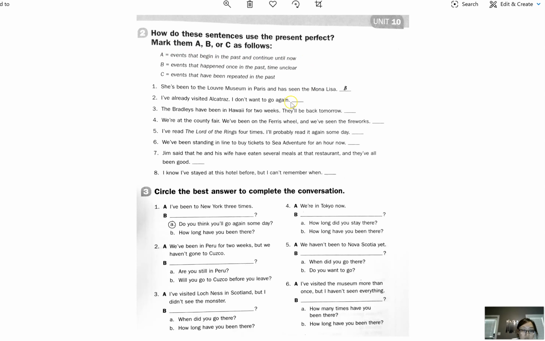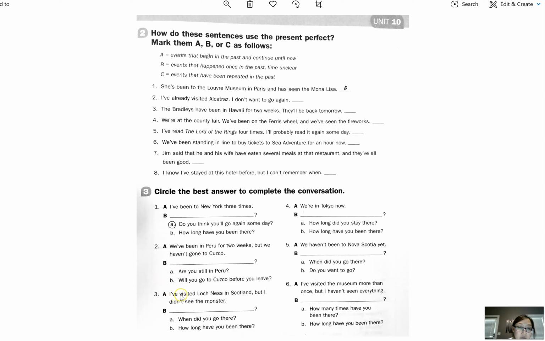Okay, and then number 2, we've been in Peru for 2 weeks, but we haven't gone to Cusco. So the answer is B. Will you go to Cusco before you leave? So you don't need to ask, are you still in Peru? Because it already says we've been in Peru for 2 weeks. So the answer is B.